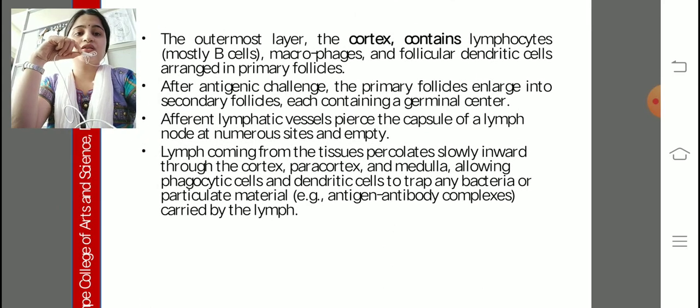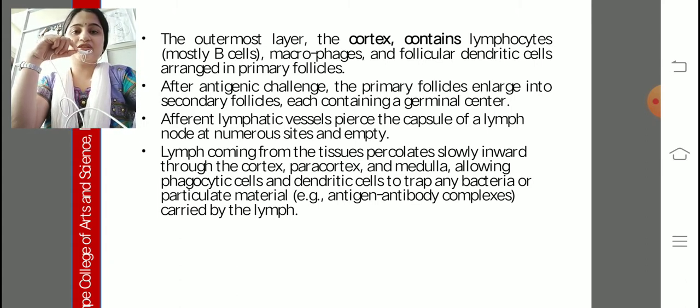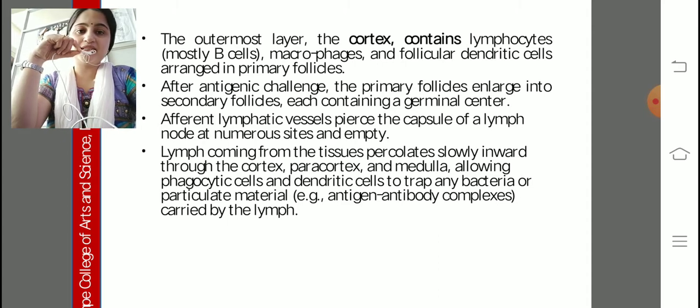So the outer layers consist of macrophages and follicular dendritic cells arranged as primary follicles, and after the challenge, as I said, these enlarge and become secondary follicles with the germinal center. Okay, after the germinal center, we will discuss the lymph coming from the tissues. They percolate inside, and the antigen is trapped over here by the lymph.